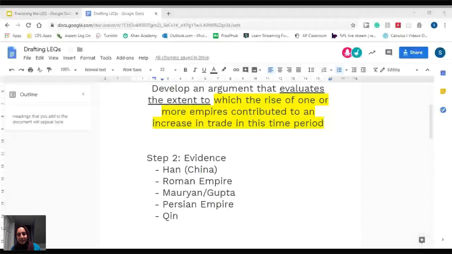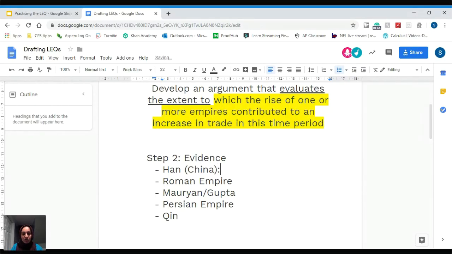Anything like China? There's a really famous road in China, or trade system. Silk Road, yes. The Silk Road was huge, very huge. So Han, China, we start to see this development of the Silk Road. So we could say that the rise of the Han Empire contributed to an increase in trade.